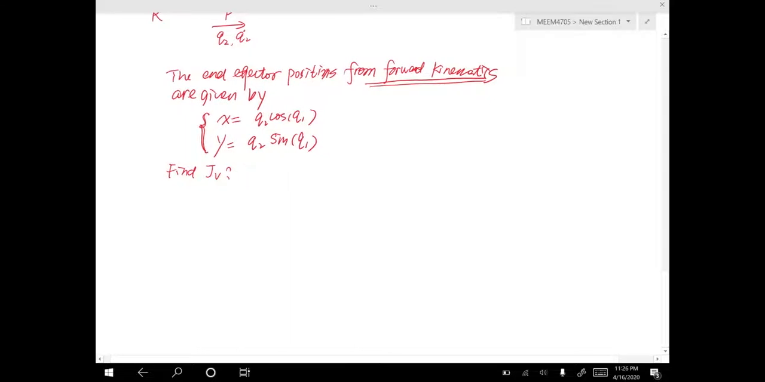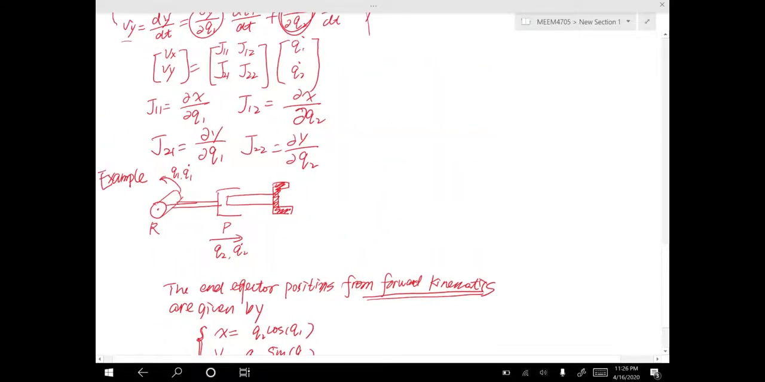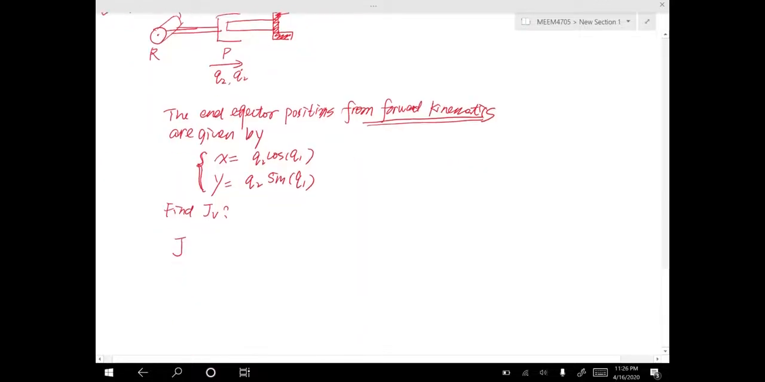Okay, so if we want to find that, we go directly to the definition to do the calculation. J11 equals dx over dq1. So we take a look at this term: that is negative cosine q1 times d q2 over dq1, so that is negative q2 sine q1.